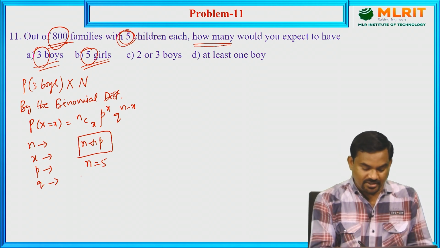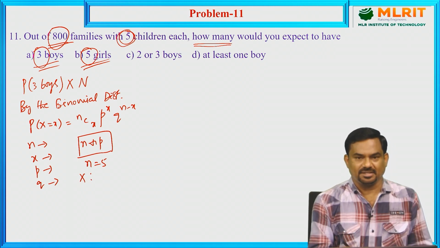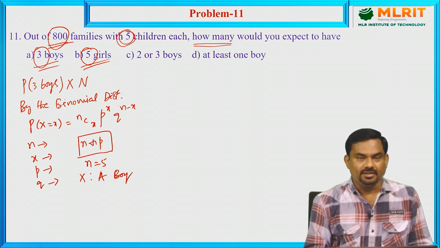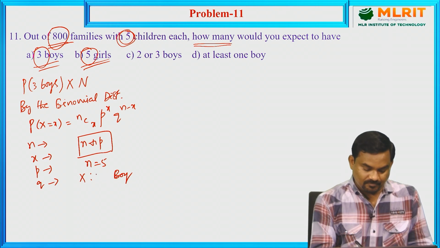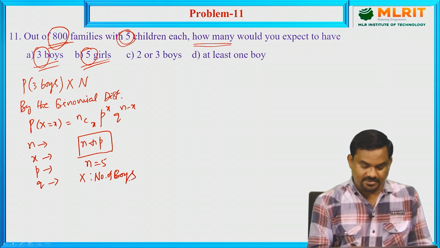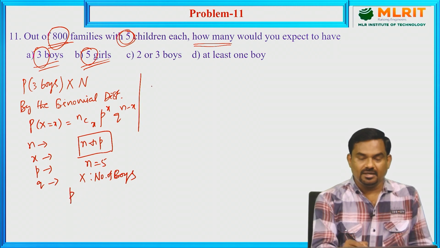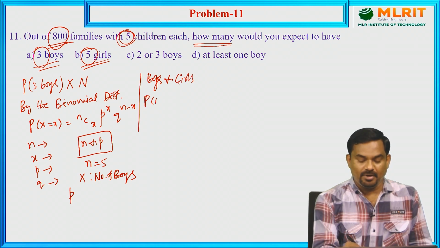So here first we need to define x. What is x? X is the number of successes. If we consider boy as a success, then x denotes the number of boys. So simply here x is the number of boys, which is the success. And what is the probability of success, small p? Here we assume equal probabilities for both boys and girls. So probability of a boy is equal to probability of a girl, which is 1 by 2.